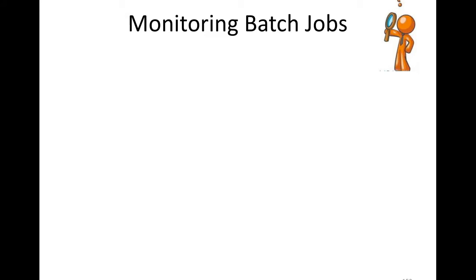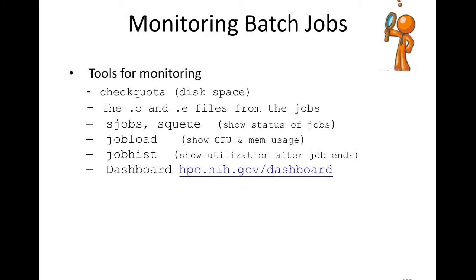There are quite a few tools which you can use to get data about your jobs. There's check quota, which you've already heard about, which will give you info about your disk usage. If a job fails, the first thing to check is the .o and the .e, the standard output and standard error files from that job.